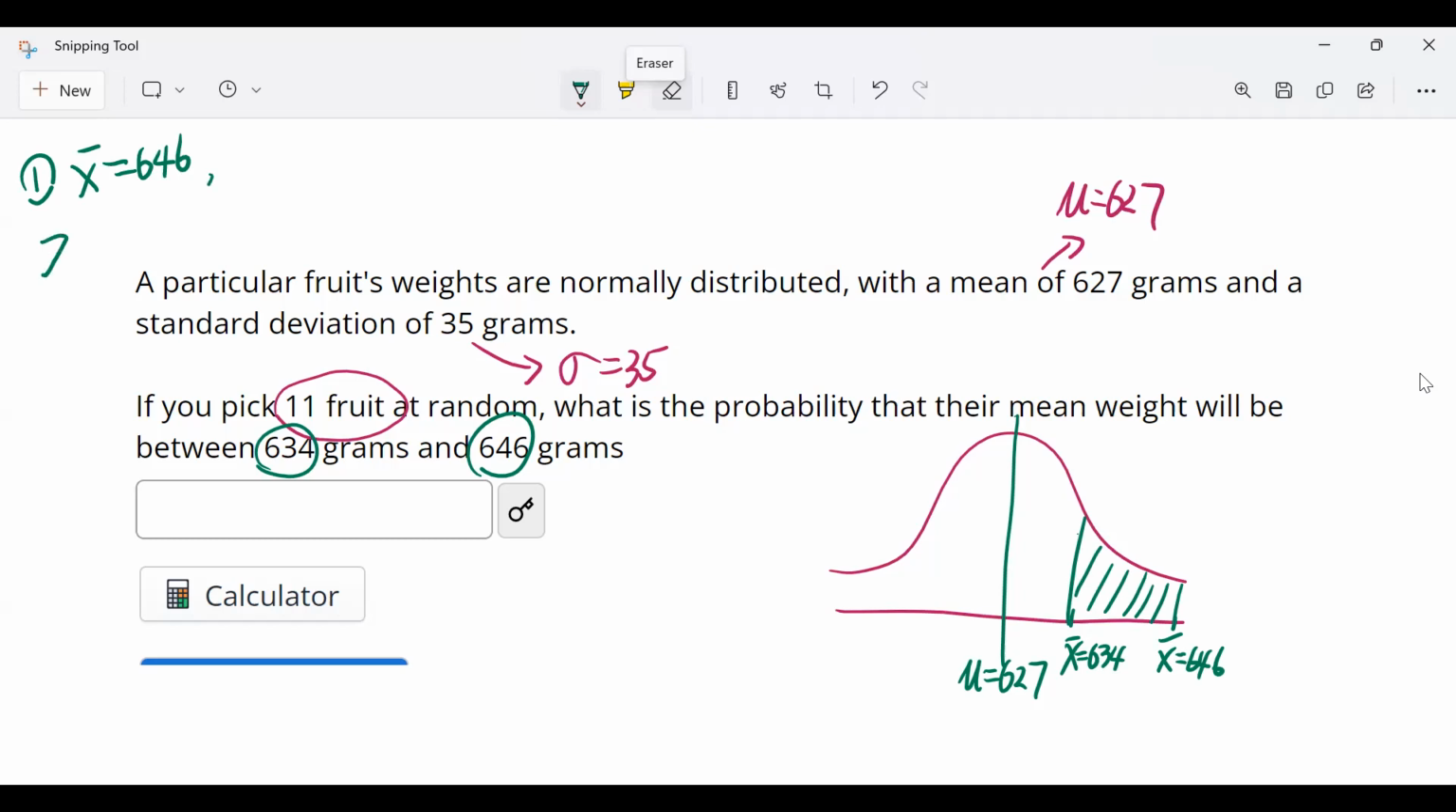Let's apply the central limit theorem. This is called the sample mean minus the population mean, over the same formula, sigma over square root of sample size. And sample size here is 11. So again, we plug in the numbers: 646 minus 627, divided by 35 over square root of 11. Okay, and first of all, let's find the z-score.